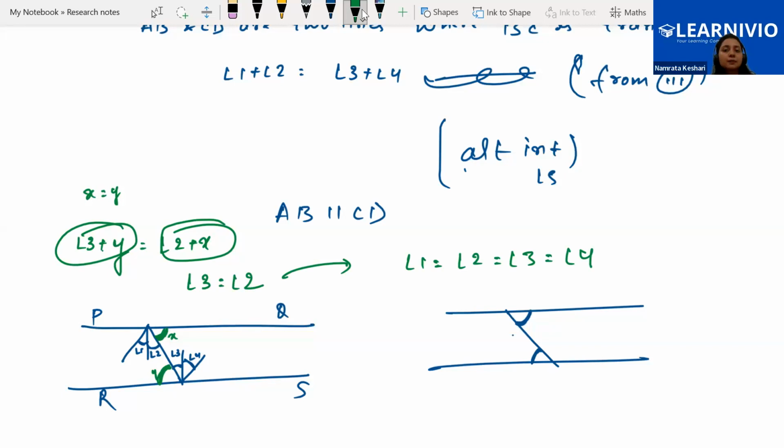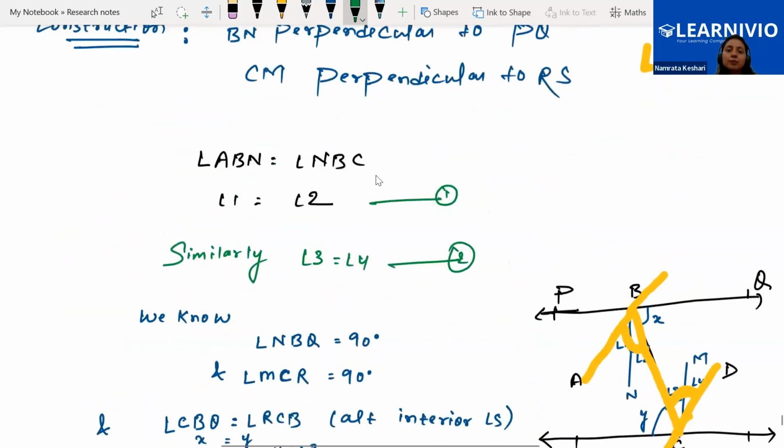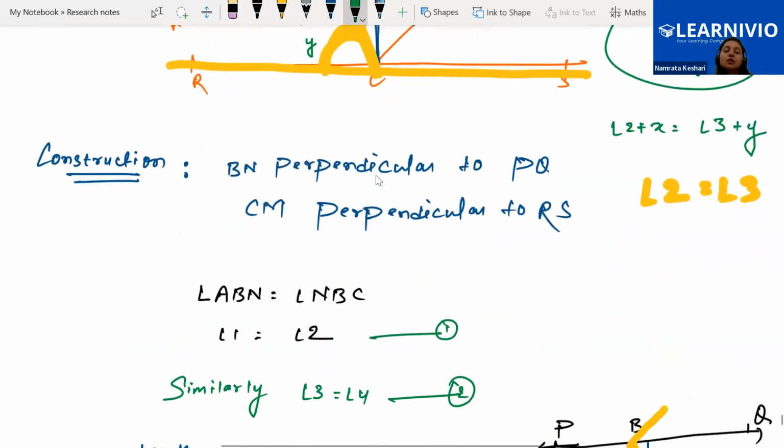Getting it? Yes, ma'am. If you are getting it, then please copy it. Write the construction. Let me know. I will scroll down. Then you can note down the next part.